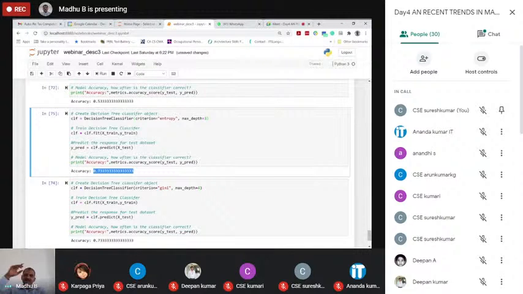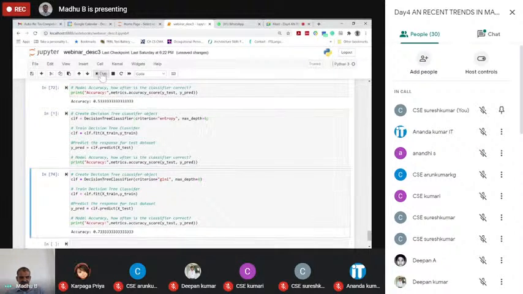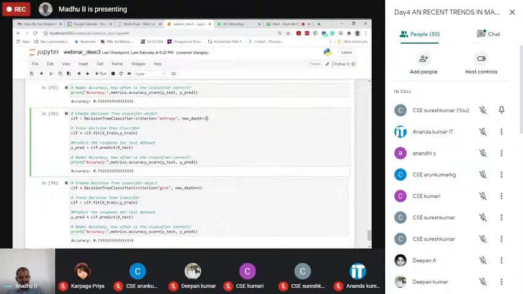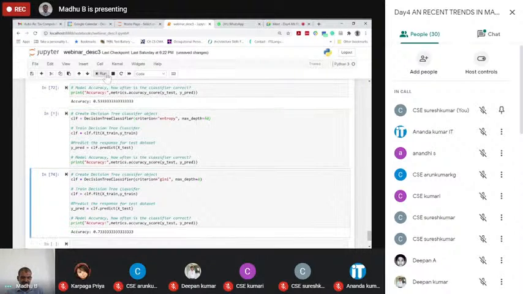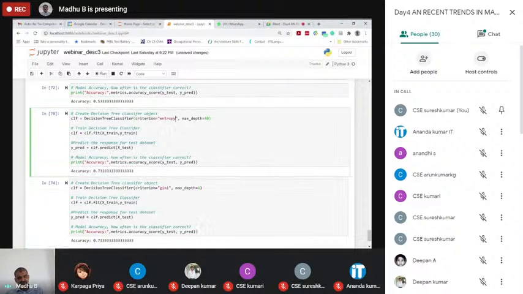Okay, so here what you thought was, the more the depth of the tree, the better the output. No. Let me change it to 6. Let me see what the accuracy is. It is not changing. Let me change this to 10. The accuracy has come down. Let me change this to 40. 73% again. Okay, let me change this to Gini.